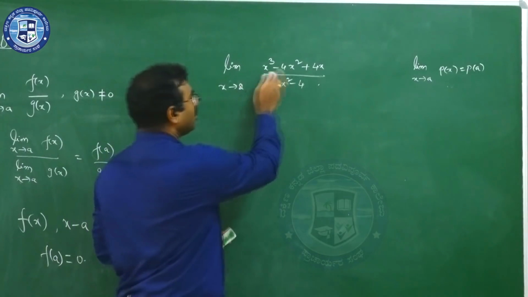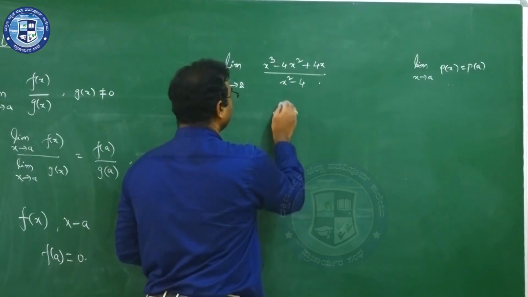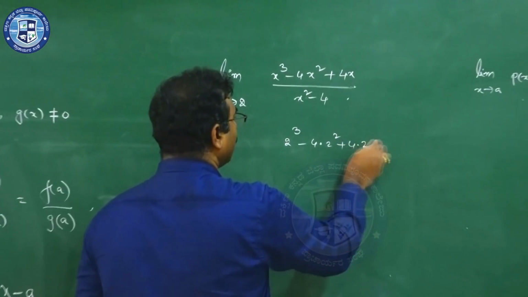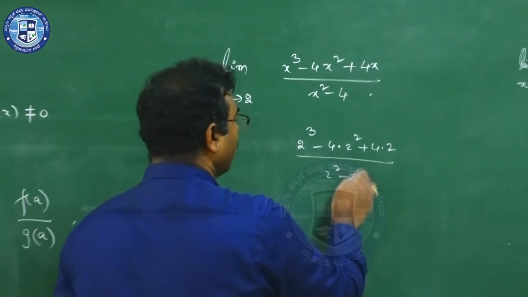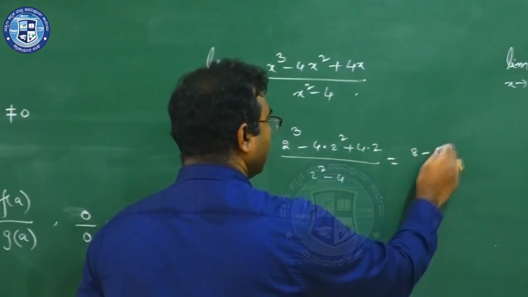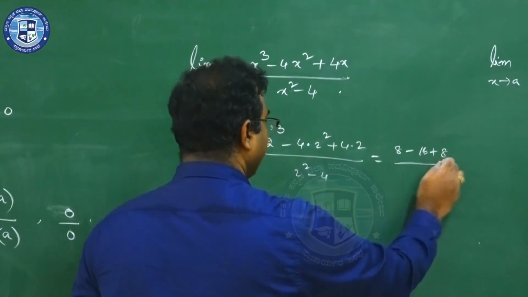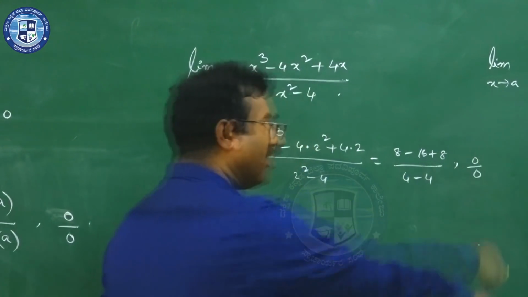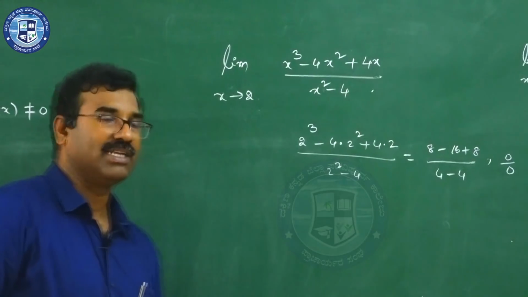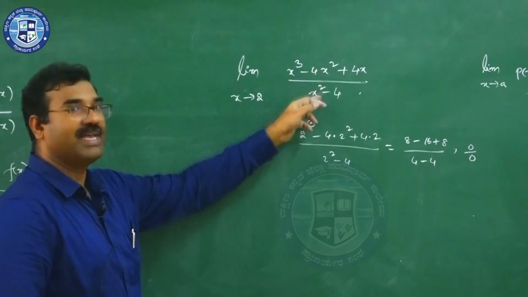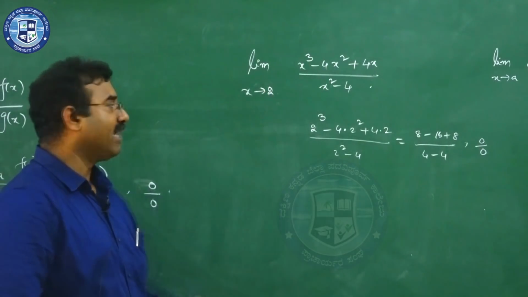So, when I substitute 2, what do I get here? 2 cube minus 4 into 2 square plus 4 into 2, divided by 2 square minus 4. Numerator, what am I getting? 8 minus 16 plus 8, divided by 4 minus 4. That means you are getting 0 by 0 form. That means definitely x minus 2 is a factor for each of them, in the numerator and denominator.